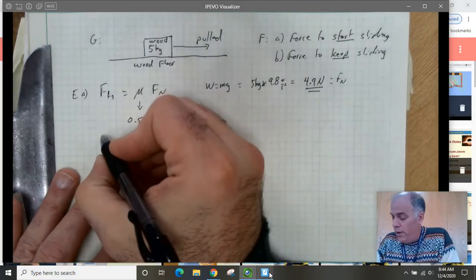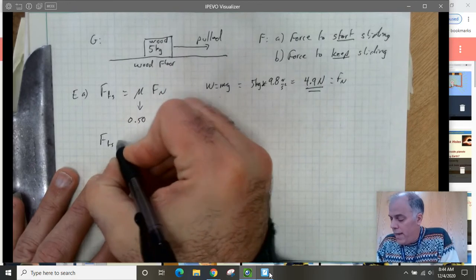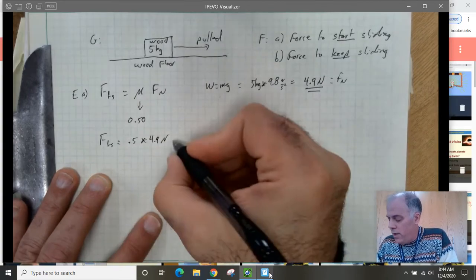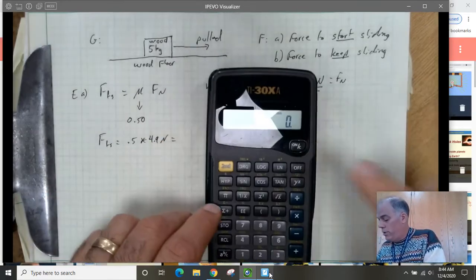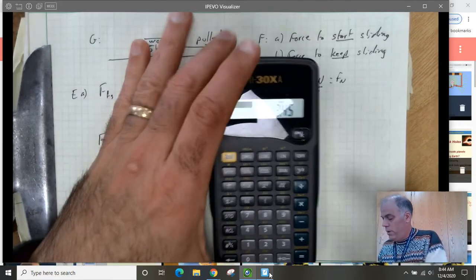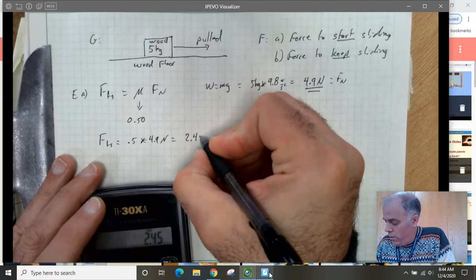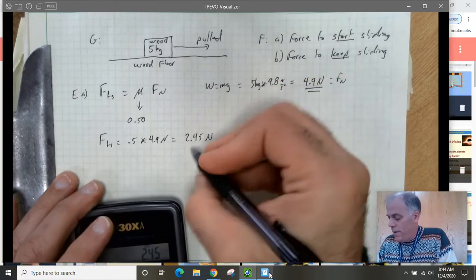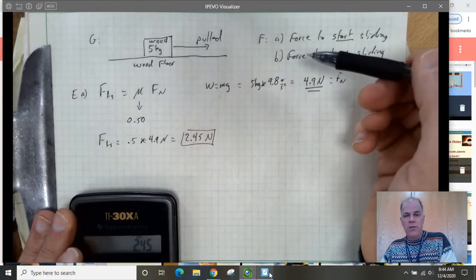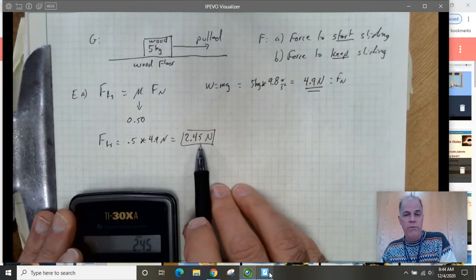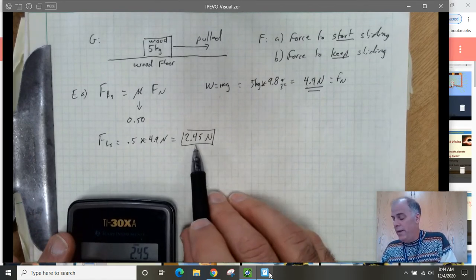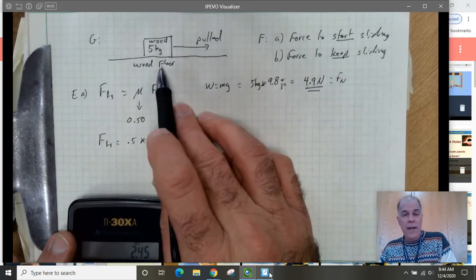So now we just plug in these values. So the force of friction static is equal to 0.5 times 4.9 newtons. That's the normal force, and we get 4.9 divided by 2 equals 2.45 newtons. Okay, that's our answer. So to break this thing loose and start it sliding across the floor, we have to pull with a force of 2.45 newtons. If we pull with less than 2.45 newtons, then it's not going to move.